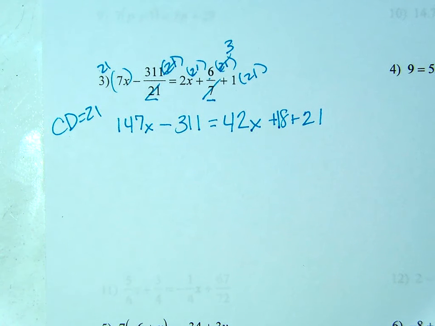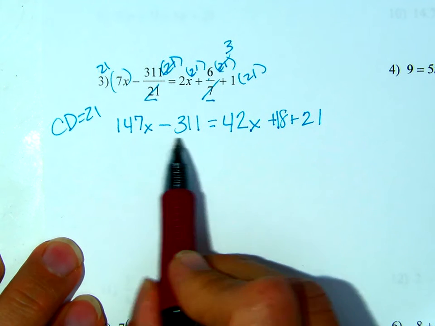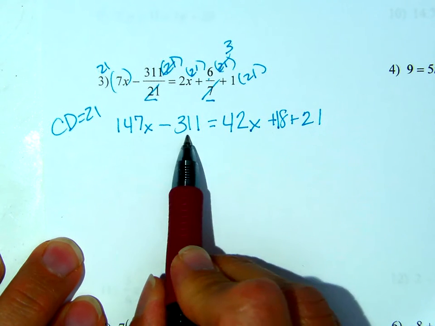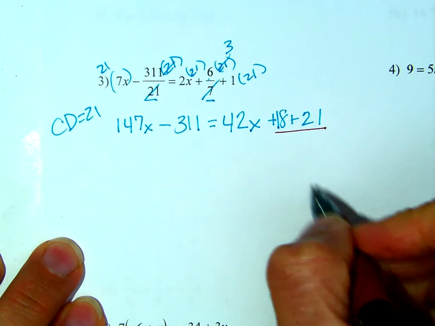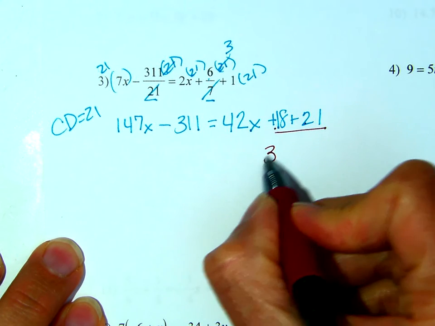Next, no parentheses, combine like terms. There aren't any like terms on the left because that's an x and that's not, but there are some like terms over here. So when I do that, that's going to be a 39.